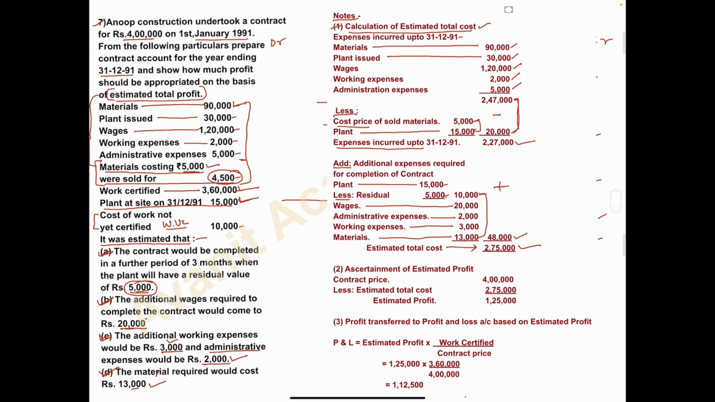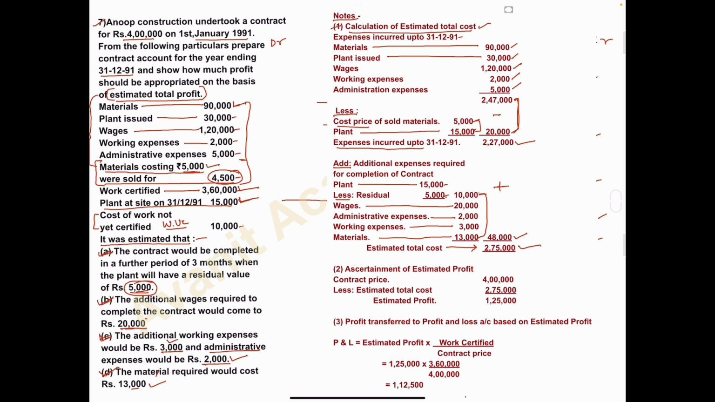Okay, to get the estimated total cost, what we have to do? First, we have to take the expenses incurred up to 31st December. Then we have to less any income or the plant value if they have given in the contract. After getting this amount, we have to add the additional expenses which they have incurred to complete the contract. And total of these two information is called estimated total cost. So we have got now estimated total cost.